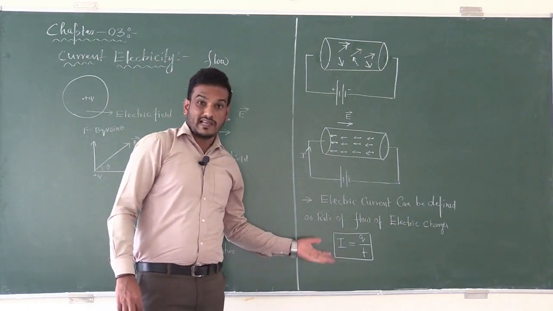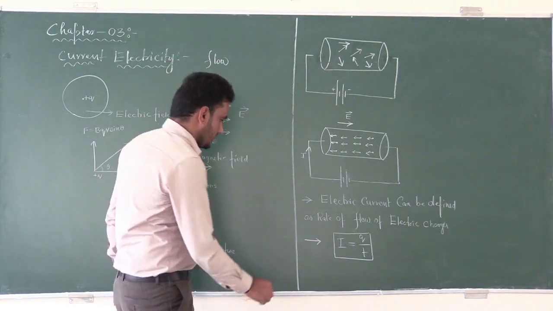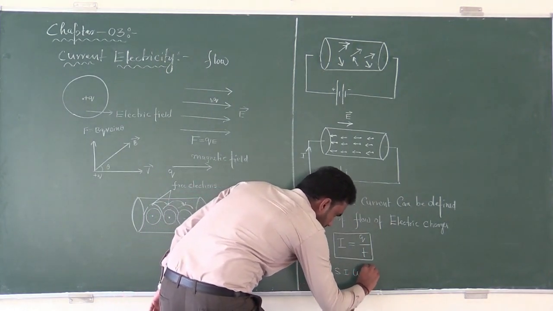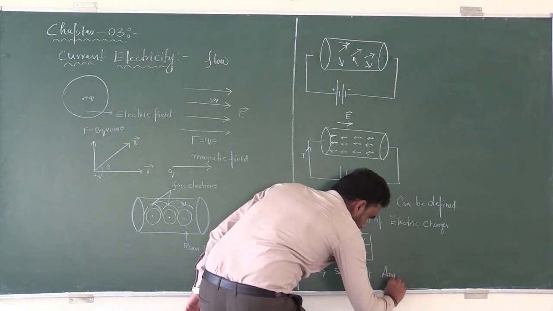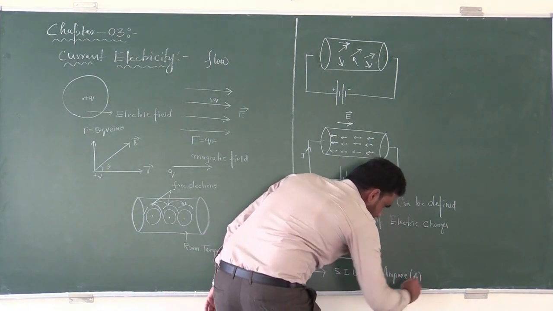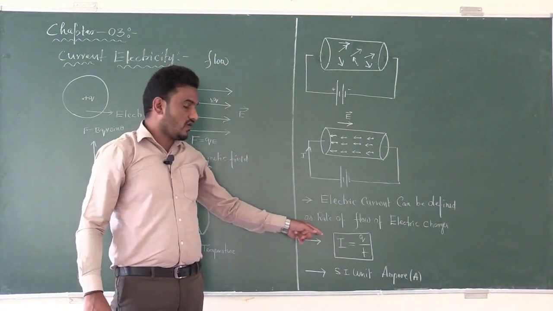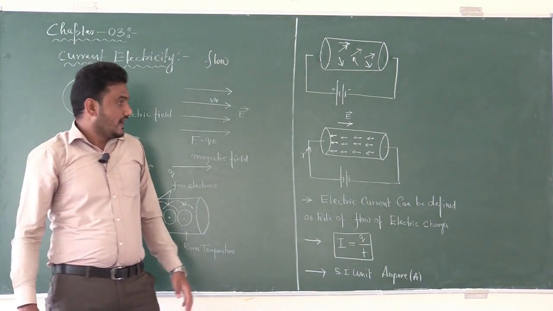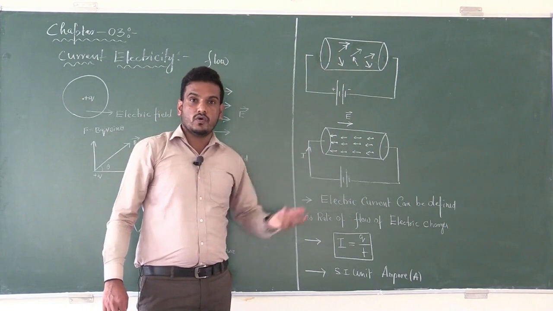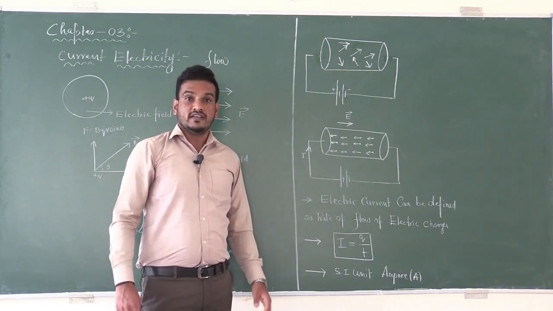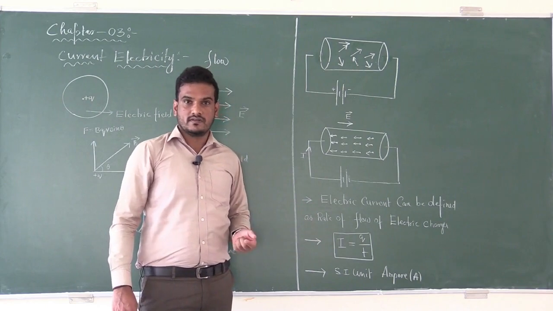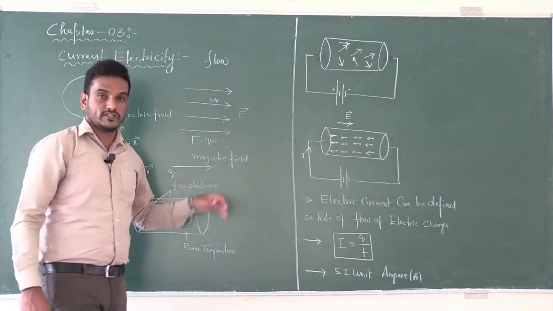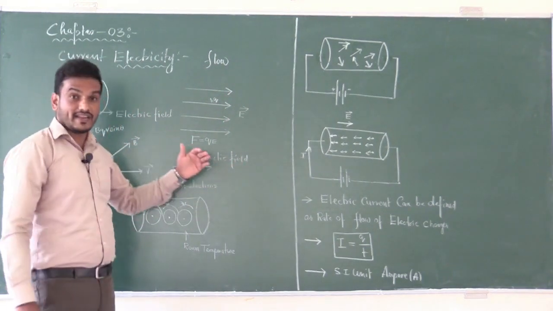How can we measure the strength of electric current in the metallic conductor? By using the SI unit, ampere. So ampere is the SI unit to measure strength of electric current in the metallic conductor. And the charges may flow through the metallic conductor, through electrolytic substances, even in gases. So this is very basic information regarding electric current.